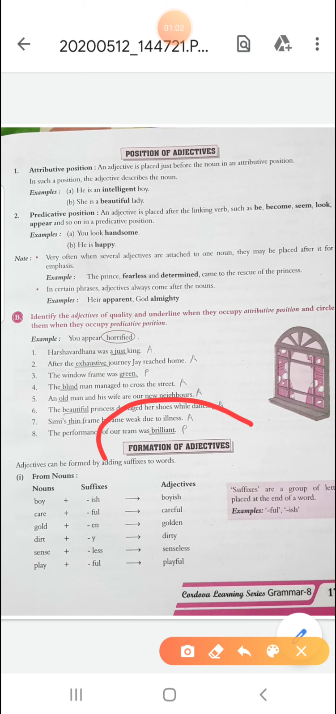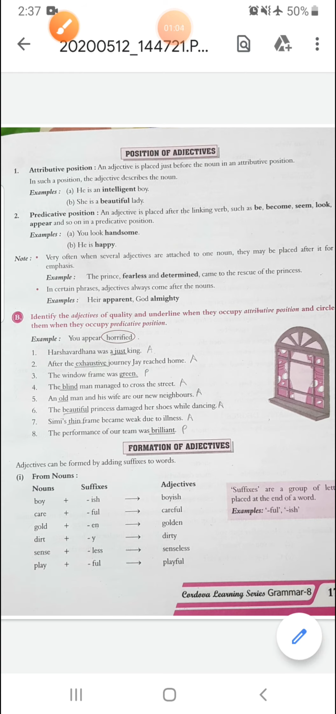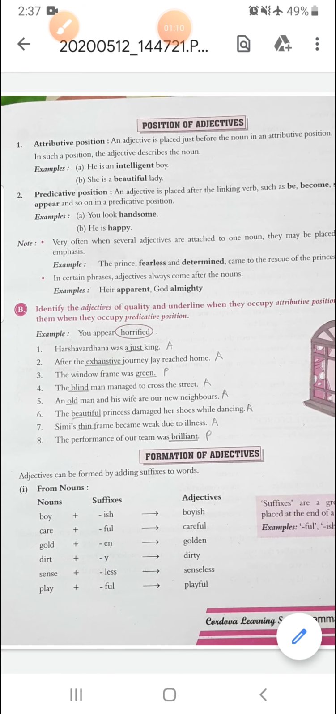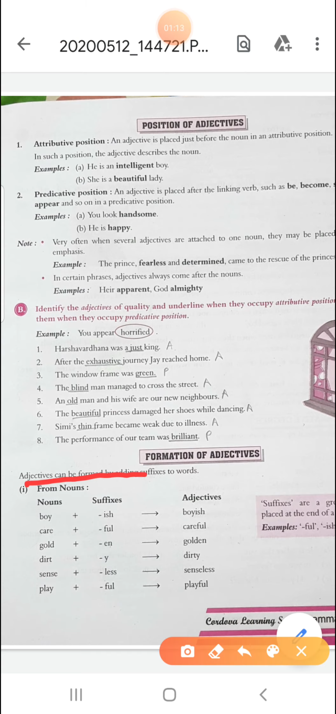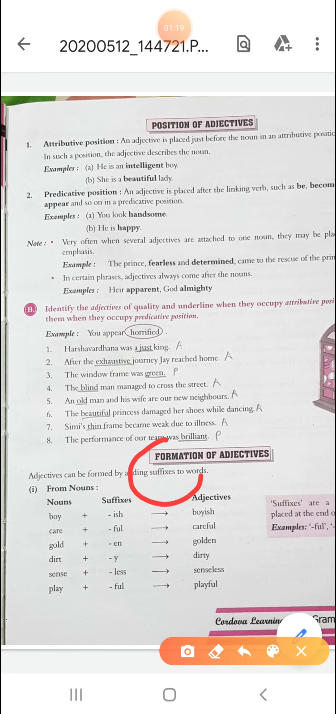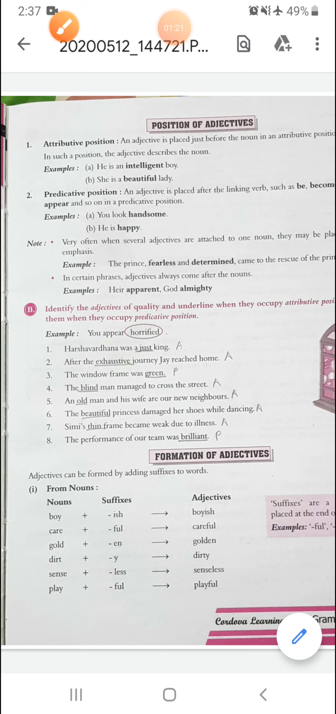Let's begin from this topic, that is formation of adjectives. You can see here that adjectives can be formed by adding suffix to words. Suffix means the words that are placed at the end of a word. And what is the opposite of suffix? Prefix. So prefix is the opposite of suffix. In prefix, we put words before the word. That is just for your knowledge.